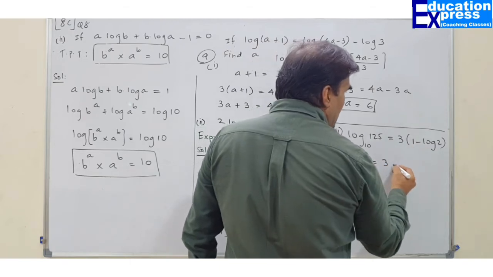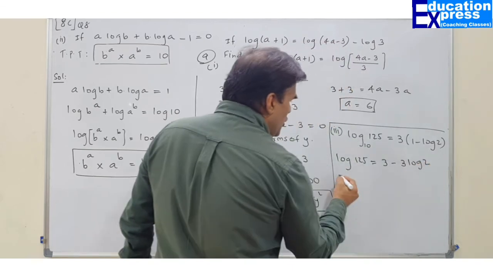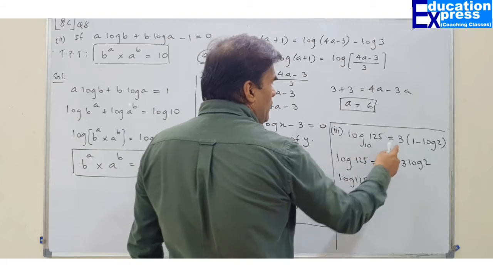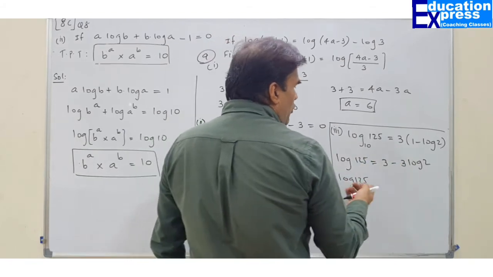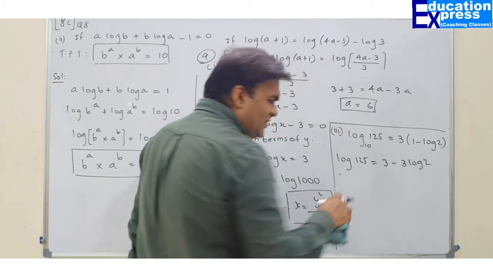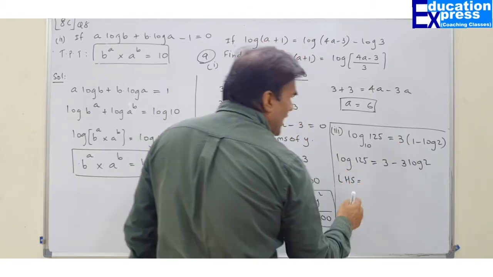3 into log 10 cubed, minus 3 log 2, equals log 125. We have to prove that they both are same. So what we can do is we will start with LHS. Let us see what do we get.